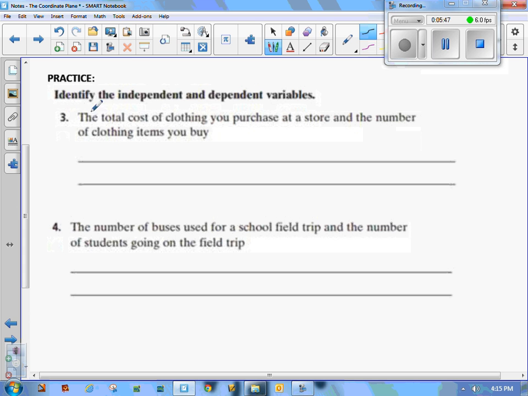So here on number 3 it says the total cost of clothing you purchase at a store and the number of clothing items you buy. So what would be your independent variable, IV, and what would be your dependent variable, DV? Well, my independent variable, remember, is not dependent on anything else. So what in these two situations is dependent on the other? Well, my total cost of clothing is going to depend on how many, or the number of, items I buy.